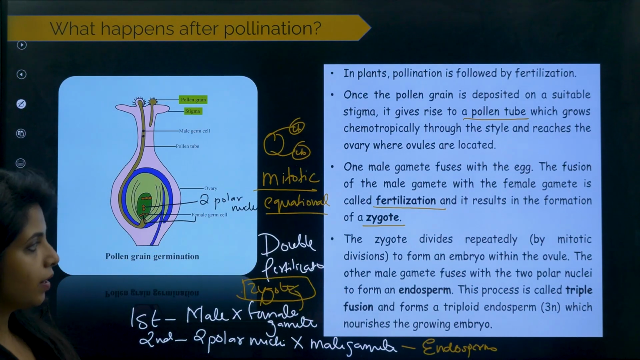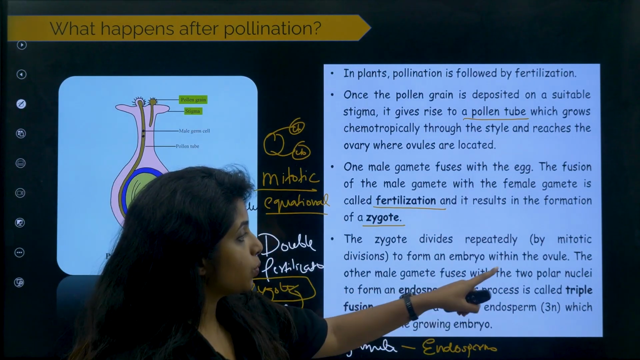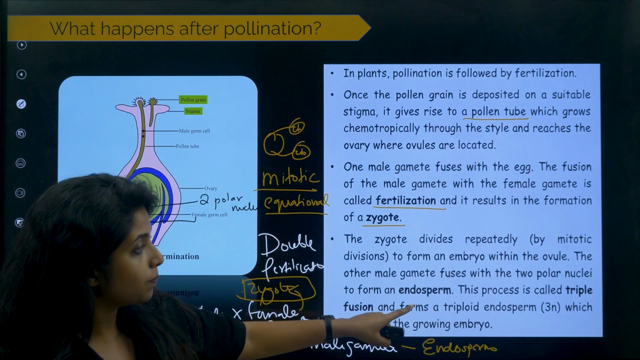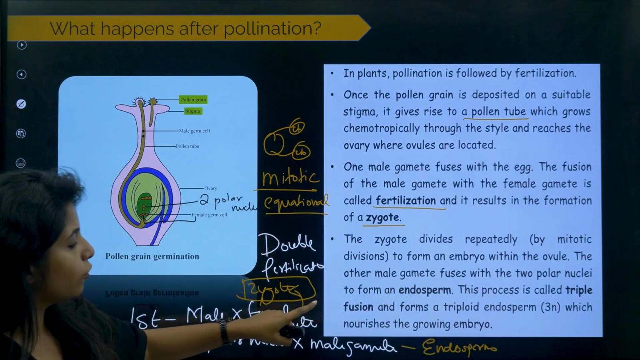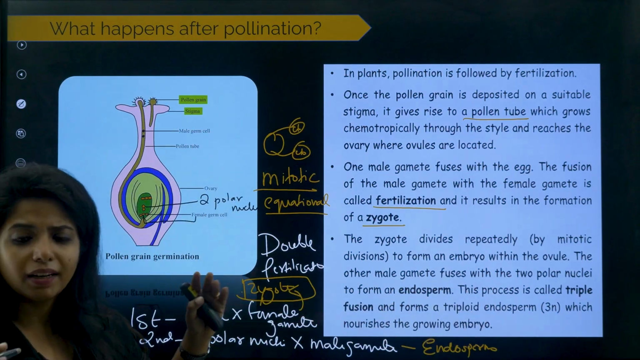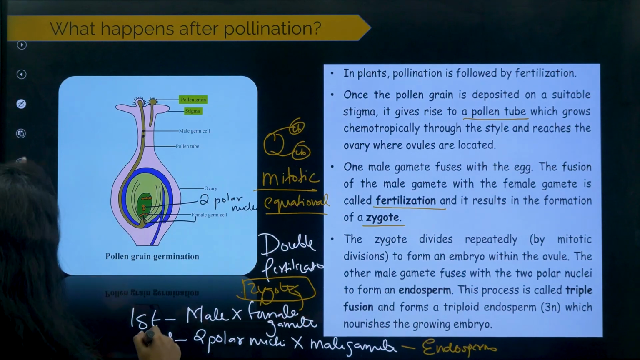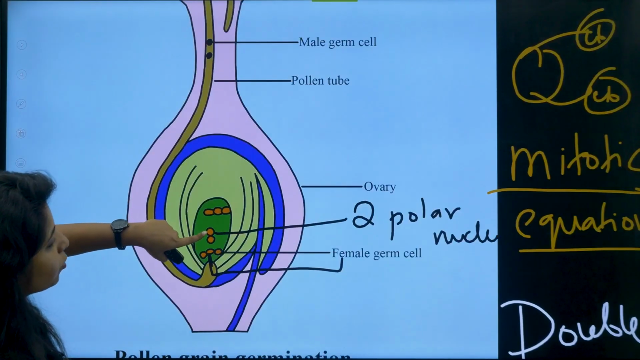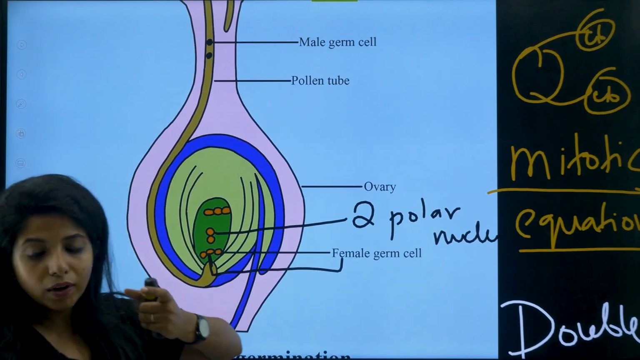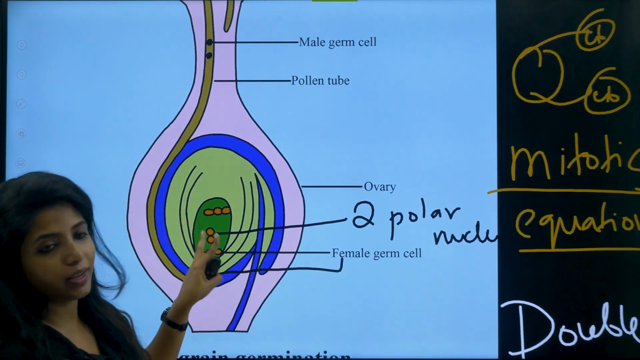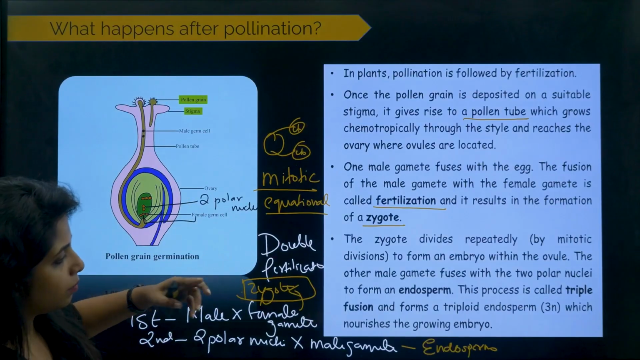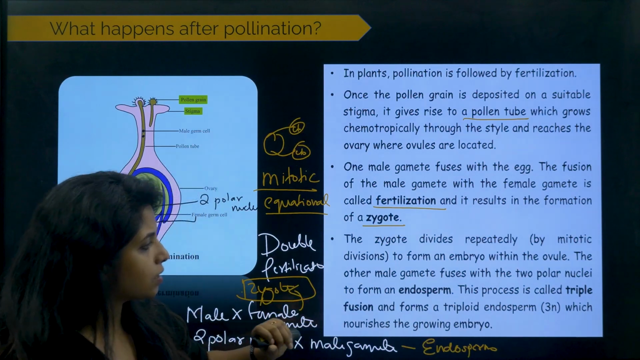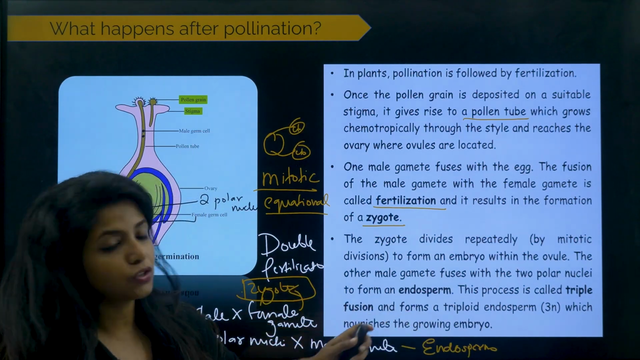Okay, now the other male gamete fuses with the two polar nuclei and forms endosperm. This process is known as triple fusion. That we don't need to study, but I'll tell you if you want. Since there are already two nuclei over here and the male gamete will also have one nucleus, so three nuclei, that is why it is known as triple fusion, but we don't need to study it. Okay, and it forms a triploid endosperm which nourishes the growing embryo.